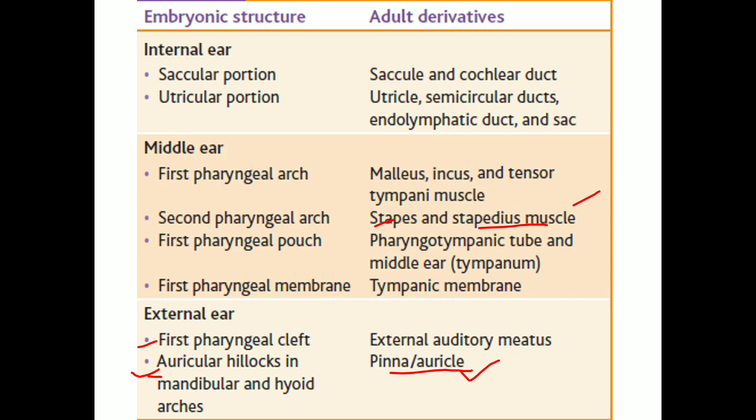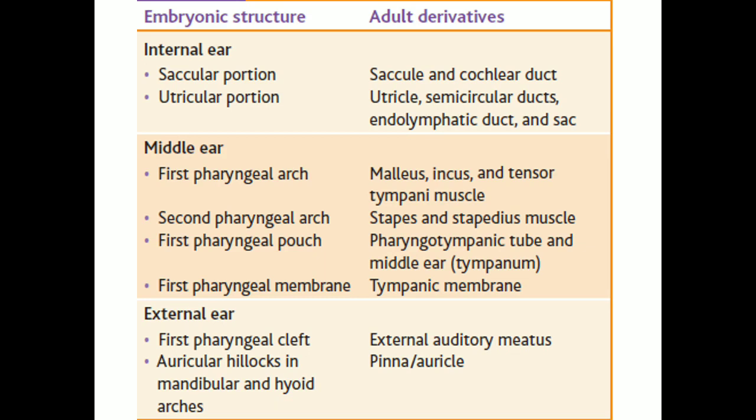Now the first pharyngeal pouch forms a diverticulum that is called the tubotympanic recess. The dilated part will form the middle ear cavity or the tympanic cavity, and the narrow constricted part will form the Eustachian tube. Now the first pharyngeal membrane is going to form the tympanic membrane, so it is lined by ectoderm, mesoderm and endoderm. All 3 layers will line the tympanic membrane, because the pharyngeal membrane is made up of all 3 layers.